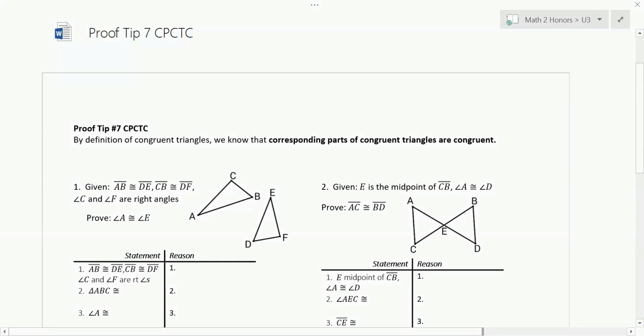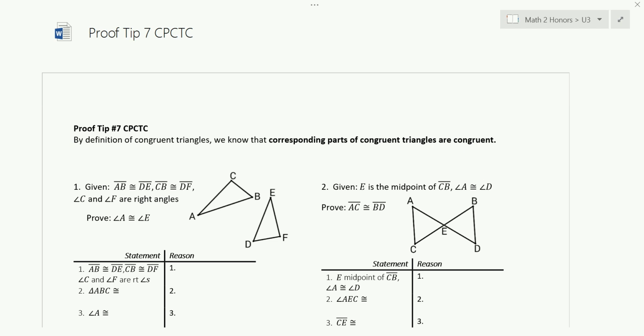So on proof tip 7, we're just going to revisit what we did yesterday when we proved the isosceles triangle theorem and the converse of the isosceles triangle theorem. Those proofs were the first time we were trying to prove a part equal to a part, like an angle equal to an angle or a side equal to a side. Before that, we were proving triangles congruent to triangles.